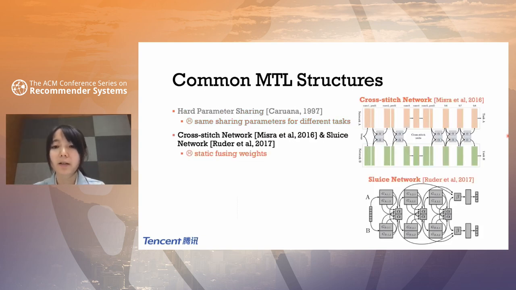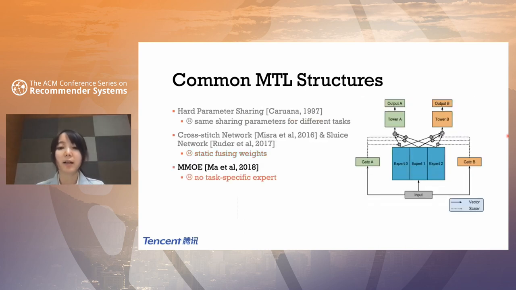To deal with task conflicts, cross-stitch network and SNR network both propose to learn ways of linear combinations to fuse representations from different tasks. However, fusion weights in cross-stitch and SNR network are static for all samples, which could not handle sample-dependent correlations. Then in 2018, Google proposed MMOE that shares some experts at the bottom and combines experts with different gates for different tasks.